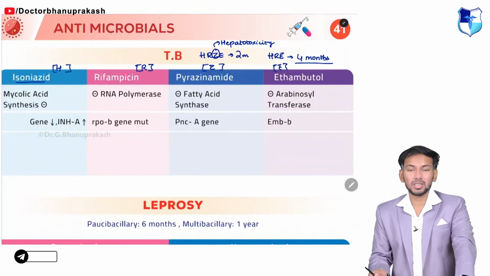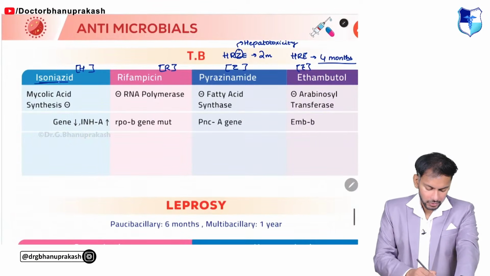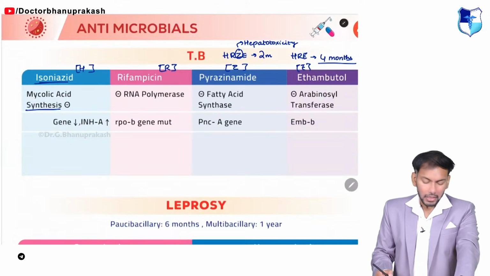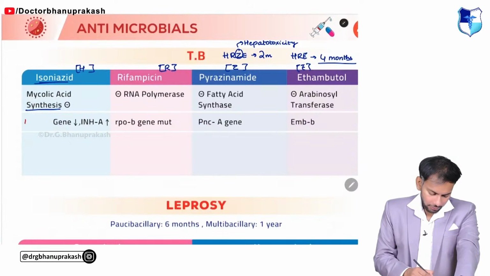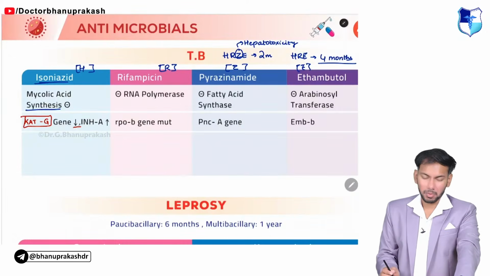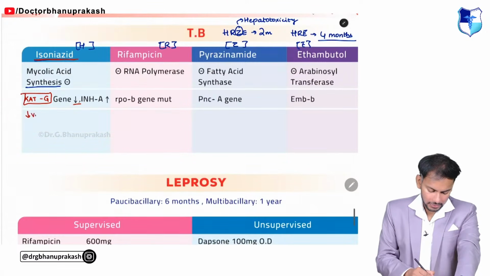What is important here? The side effects are very important. Now, first we will start with the isoniazid. It will block the mycolic acid synthesis. Okay. Now, we will have resistance to isoniazid if KatG gene is reduced. KatG gene is reduced, we will have resistance. Please remember this. Now, isoniazid will decrease vitamin B6. That is also known as pyridoxine.